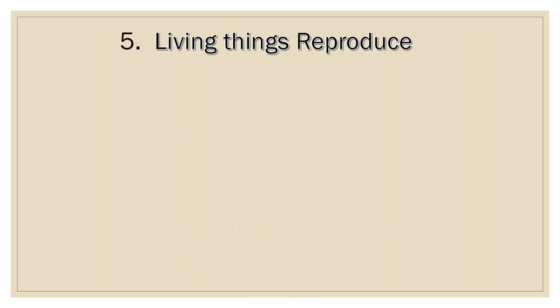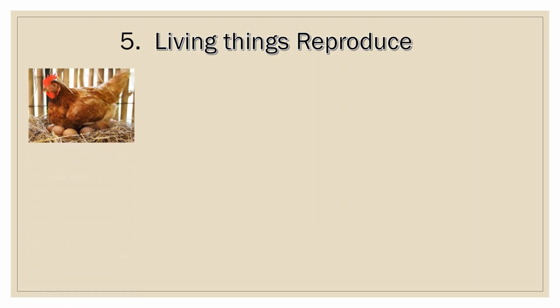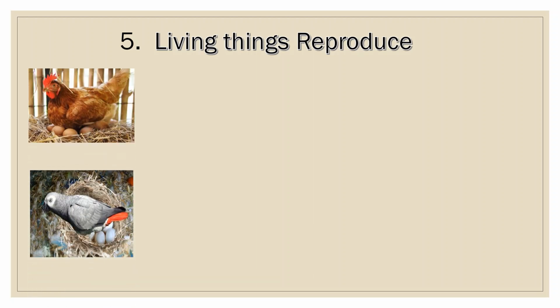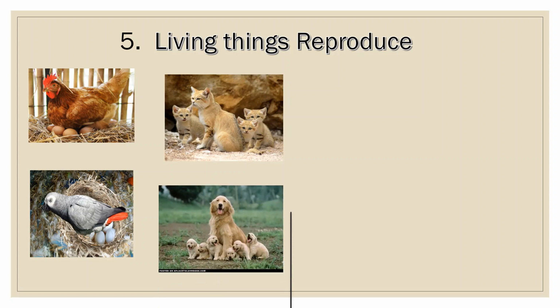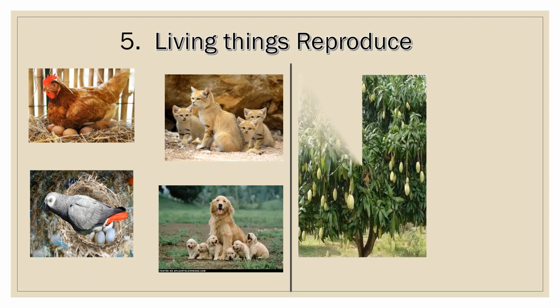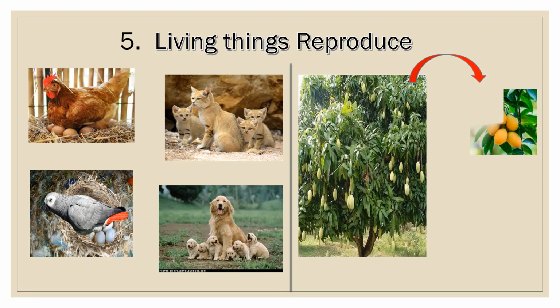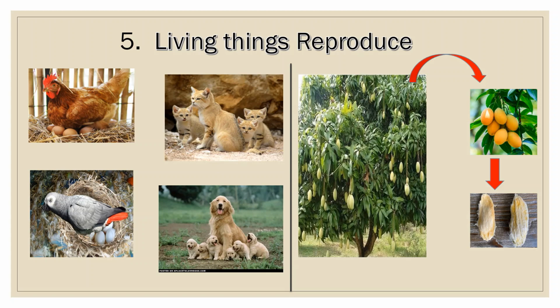Living things reproduce. All living things give birth to their young ones. This process is called reproduction. Like hen and birds lay eggs. Some animals give birth to their young ones like the cat and the dog. What about plants, children? Plants produce fruits which have seeds, and these seeds give rise to a new plant.